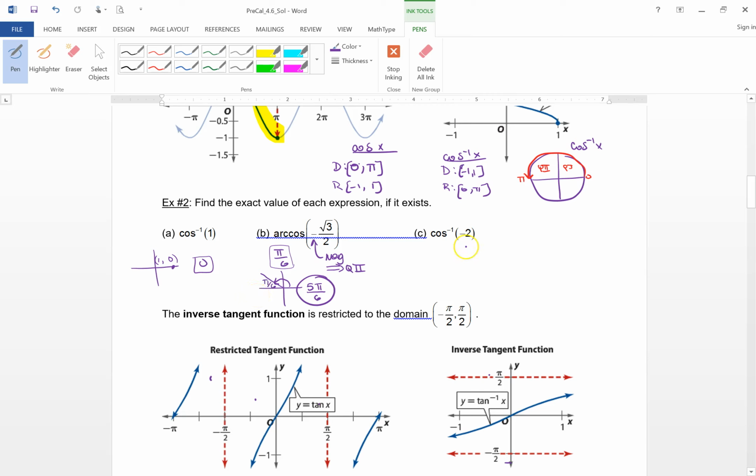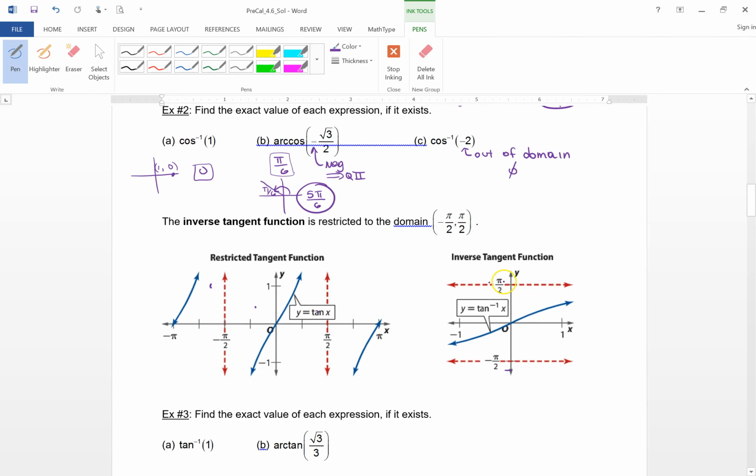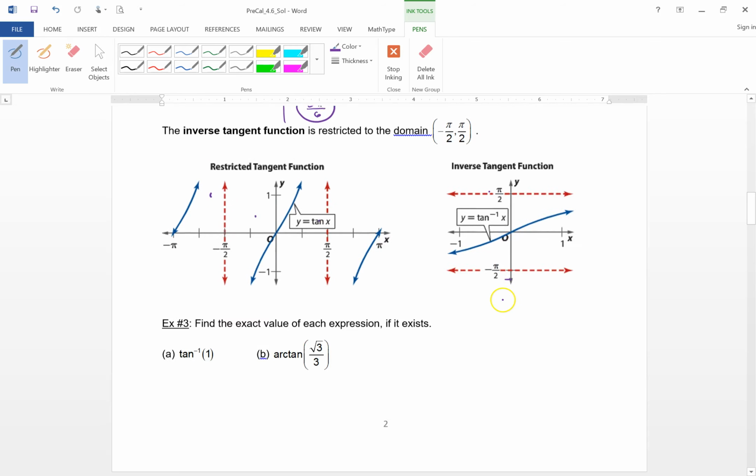All right. In this one, you're looking for inverse cosine of negative 2, but again, it's out of the domain. So this is no solution. I'm going to do a lot more. Let me teach the entirety of the lesson. We're going to do so much of this.